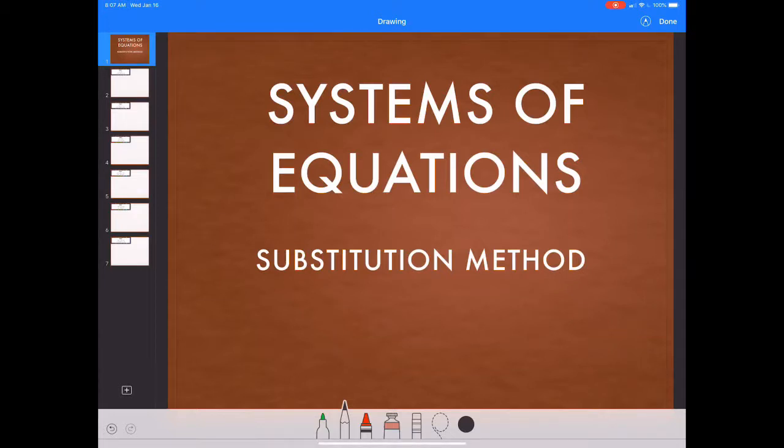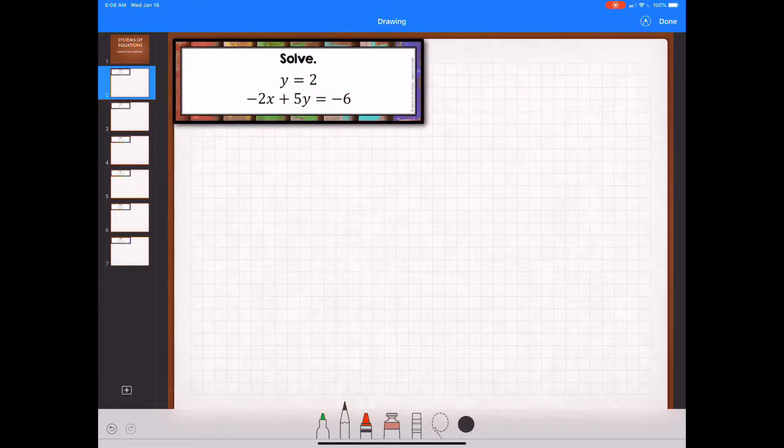Today we're doing systems of equations using the substitution method. So here's your first example. y equals 2 and negative 2x plus 5y equals negative 6. Here's your system. What you're looking for is a single variable equals. I see that up here.